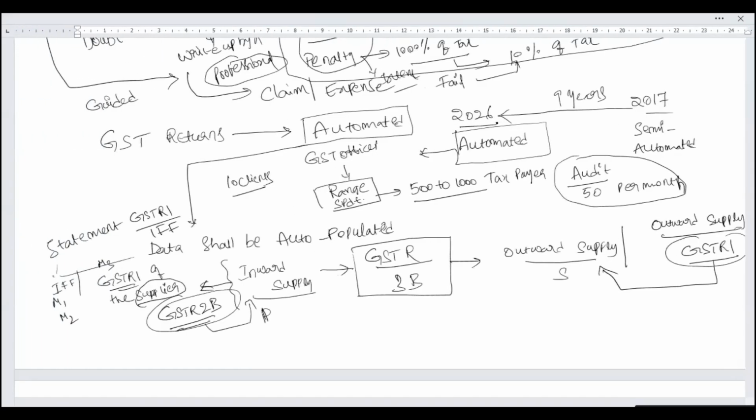Do I do any manual entry? Answer is very little. They say yes. What is that? In relation to reverse charge mechanism, what is your tax payable and what is your tax eligible to avail? My GSTR3B has limited manual entry. There is an automation for your purchase. There is an automation for sales. Only with respect to reverse charge, they are saying that please do a manual entry. This is where they come for.